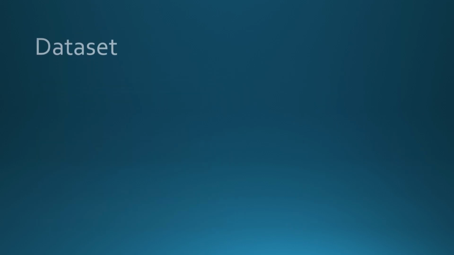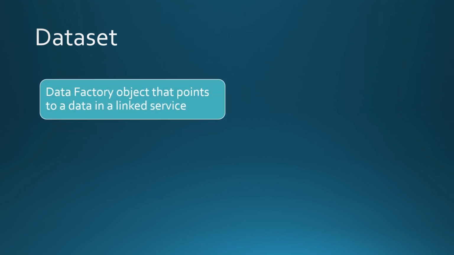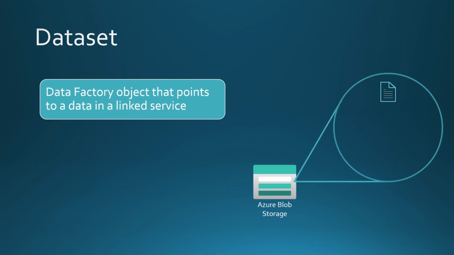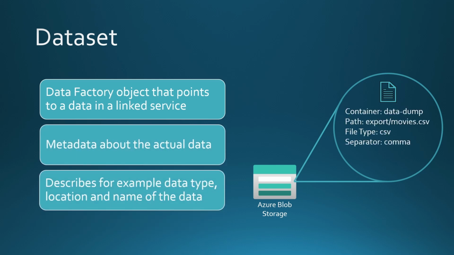Next, let's cover dataset in a bit more detail. Basically, you can think of it as an object in Data Factory that will point to some data in the linked service. For example, we could use a dataset to describe a CSV file in blob storage. This dataset would contain information on that file. For example, what is the container in the blob storage where that file can be found, and what is the exact path to that file, and what is the file type, and what is the separator. So when Data Factory goes and picks that file up, it has the instructions to read it.